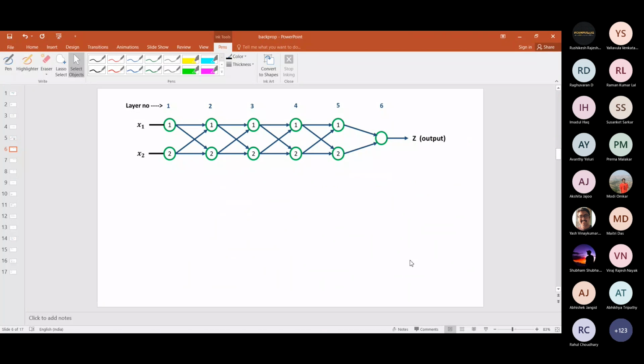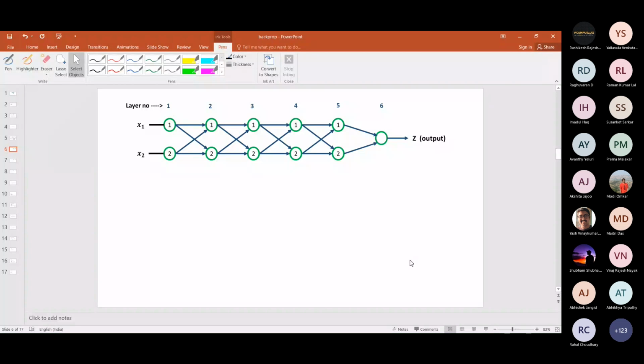Let me first write down the inputs and output in a general format, because I have to play with this input and output. Before you do backpropagation, you need to know the inputs and output of each node. So let's formalize this whole thing.